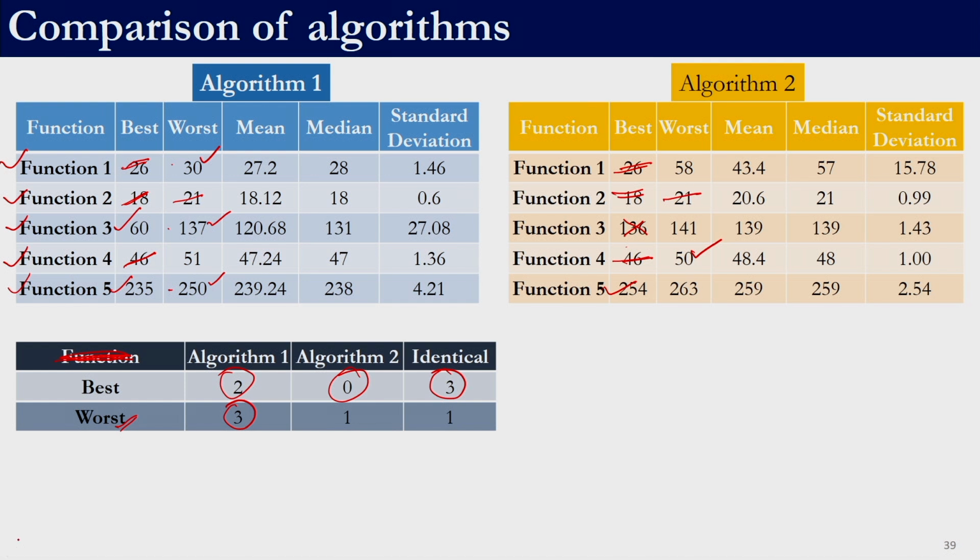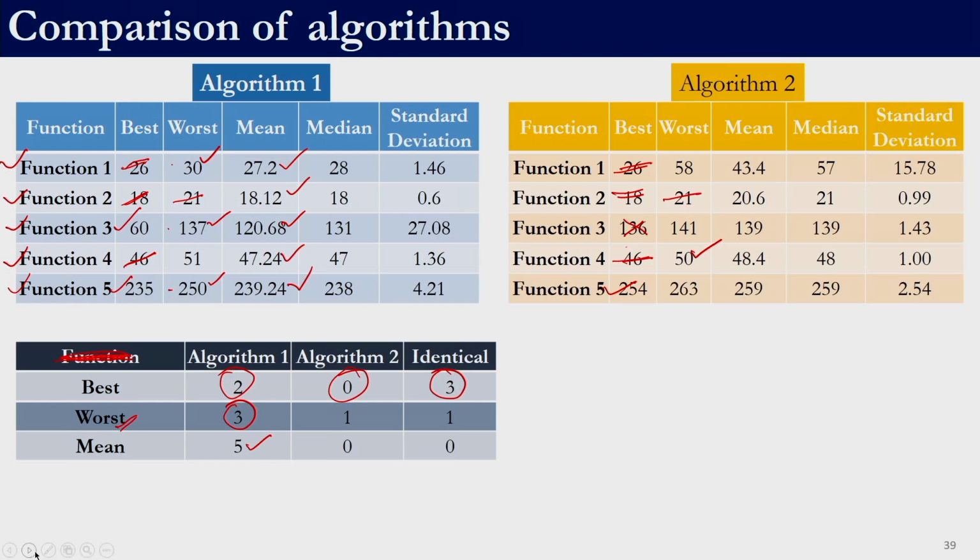So, now we can also do the same thing with respect to mean. For all the 5 problems the mean is better for algorithm 1. So, 27.2, 43.4, 18.12, 20.6, 120.68, 139, 47.24, 48.4, 239.24 is better than 259. So, in all the 5 cases algorithm 1 is better than algorithm 2 with respect to mean.